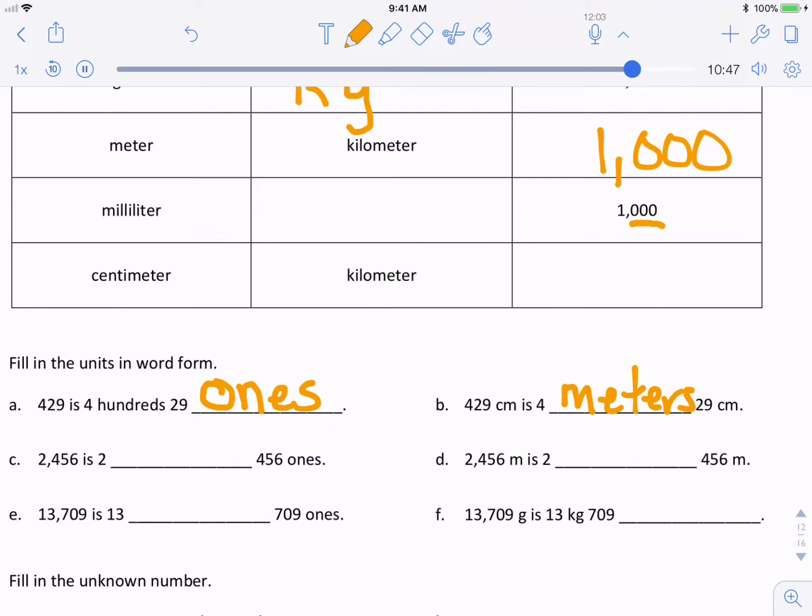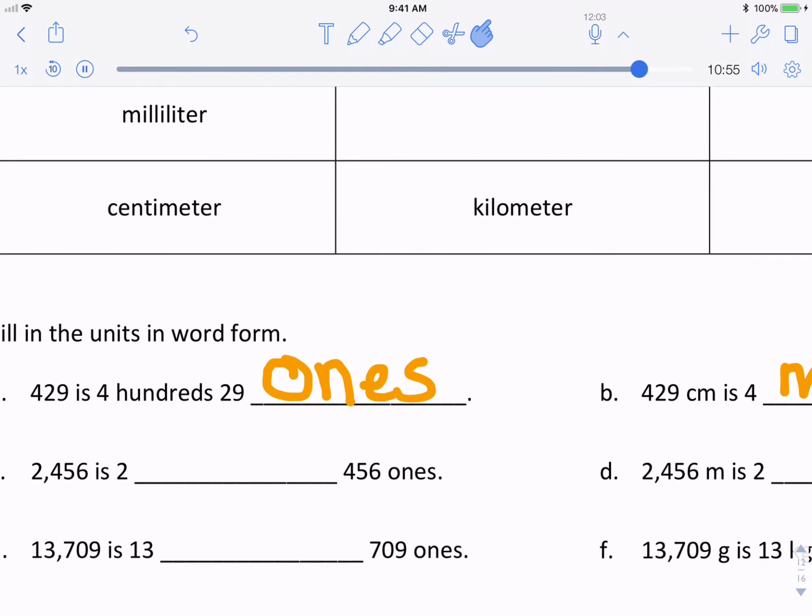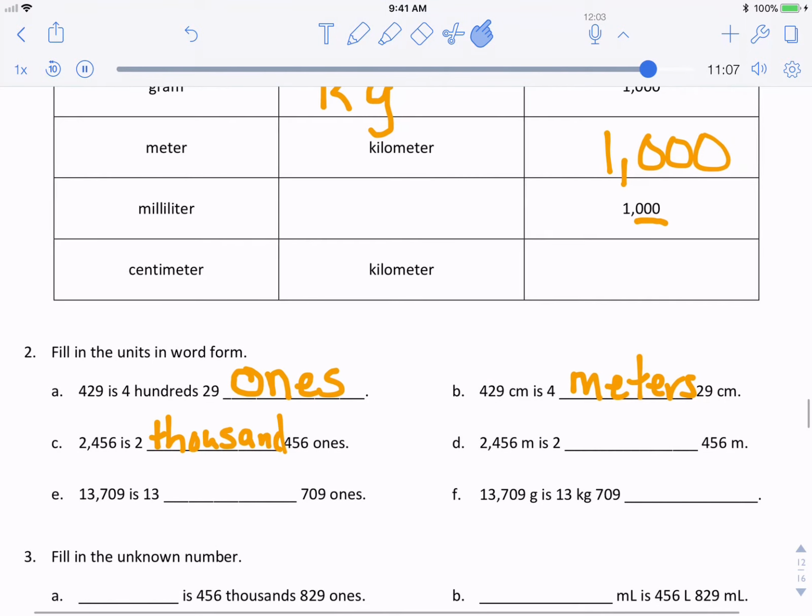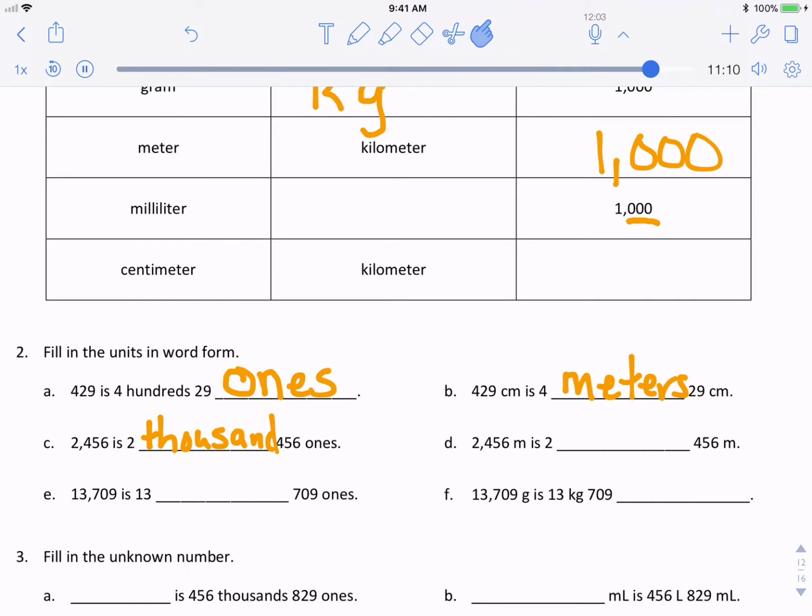Is the same as what? What place is the 2 in? It's in the thousands. So 2,456 is the same as 2,456 ones. What's 2,000 meters? Well, what is 1,000 meters? Think about it. 1,000 meters is a kilometer, so 2,000 meters is the same as 2 kilometers.